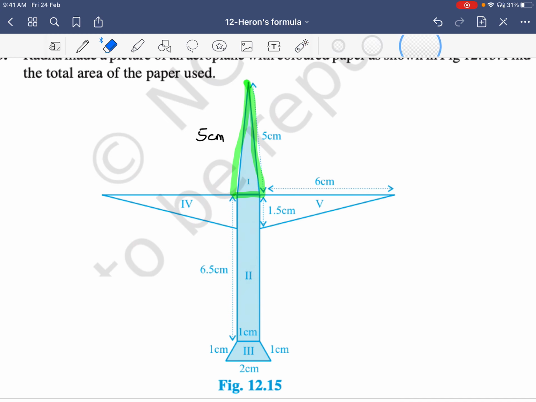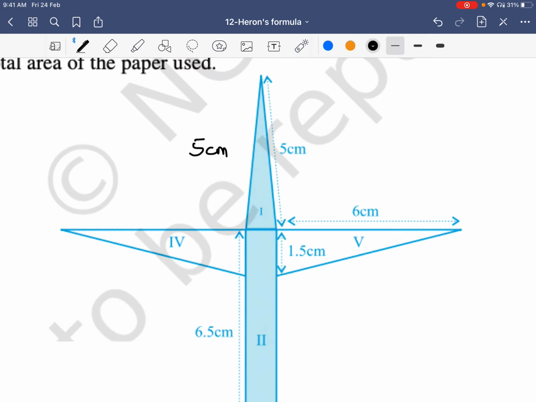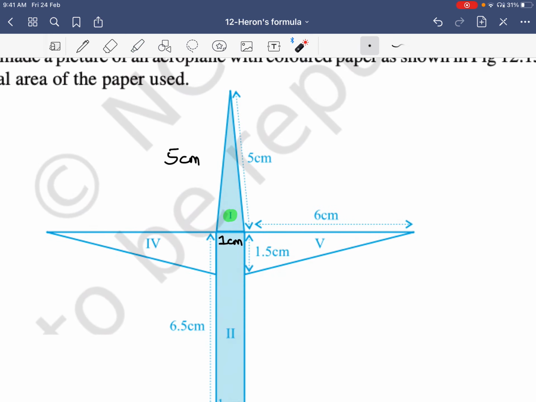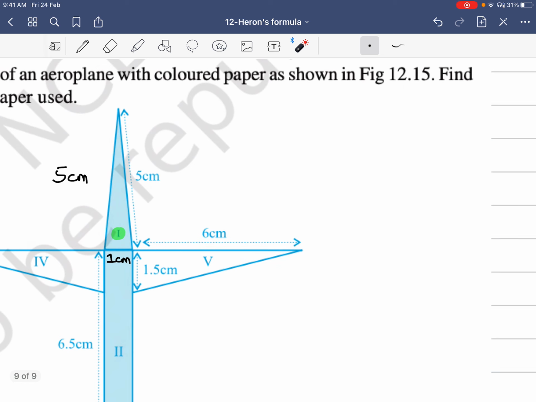So I'm going to erase this now. If I zoom in a bit, this is going to be 1 centimeter. Now in this triangle, we have this side as 5 centimeter, this side as 5 centimeter, and this side as 1 centimeter. If we know the 3 sides of a triangle, we can easily find the area using Heron's formula. So for this part number 1, we have to use Heron's formula. Let's go ahead and use it to calculate this.